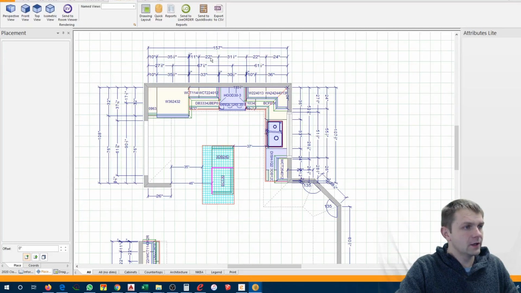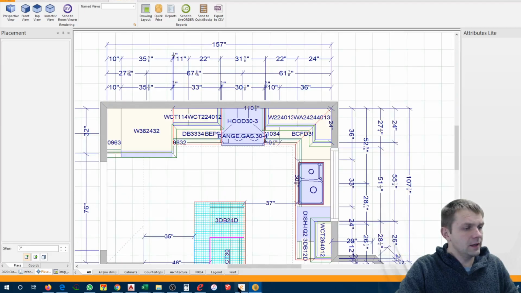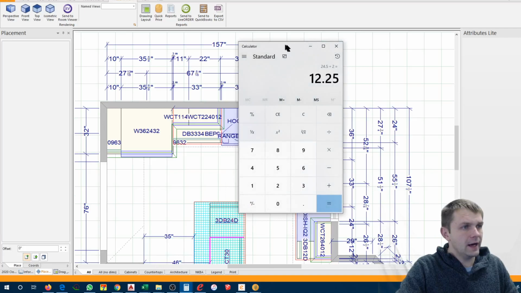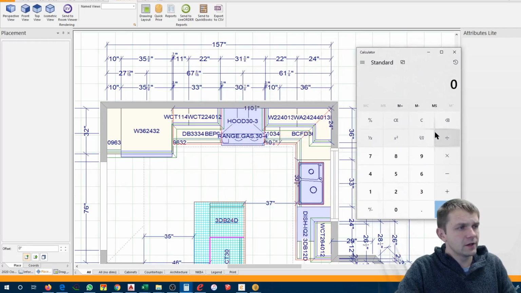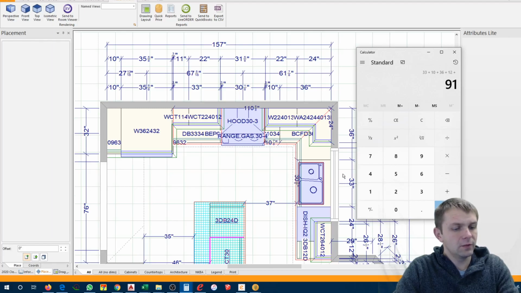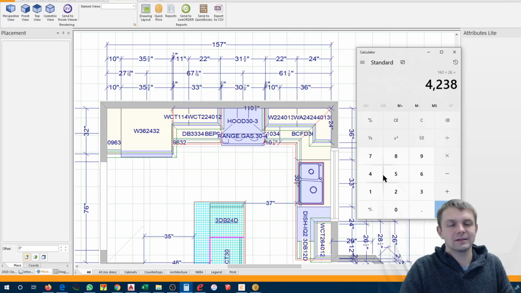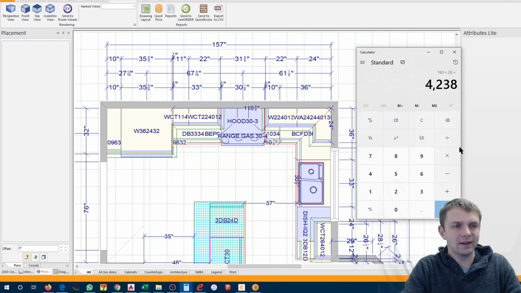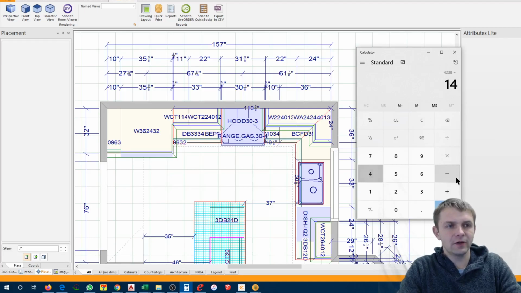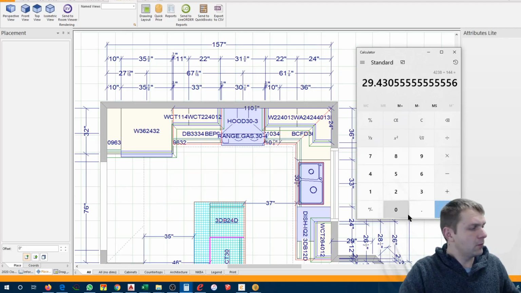When I go back to my measurements, I use a calculator and add up all the sides. I have a 33-inch cabinet plus a 10-inch cabinet plus a 36-inch cabinet plus 12 plus 36 plus 24 plus 12. So that's 163 inches long. Now I multiply that times 26, the depth of the countertop, and I get 4,238. Now we divide this by 144 inches, and we get 29.4 square feet.